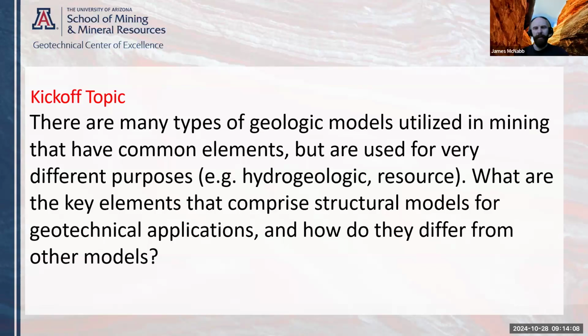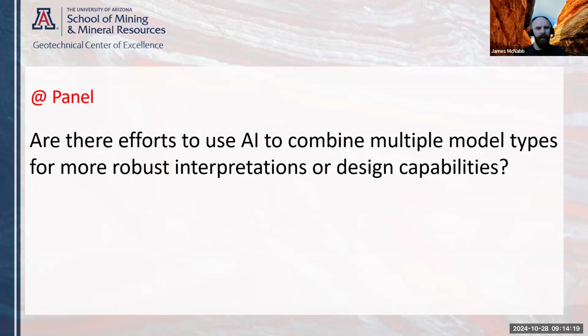Okay, very good. I think that was a really good kickoff discussion there. Following on this last point, let's see if I can find this question real quick. This is in reference to what you were just talking about, combining models. Are there efforts to use AI, artificial intelligence, to combine multiple model types for more robust interpretations or design capabilities? I think this is just alluding to the fact that combining models can be quite complex, so using AI or machine learning to address that complexity.